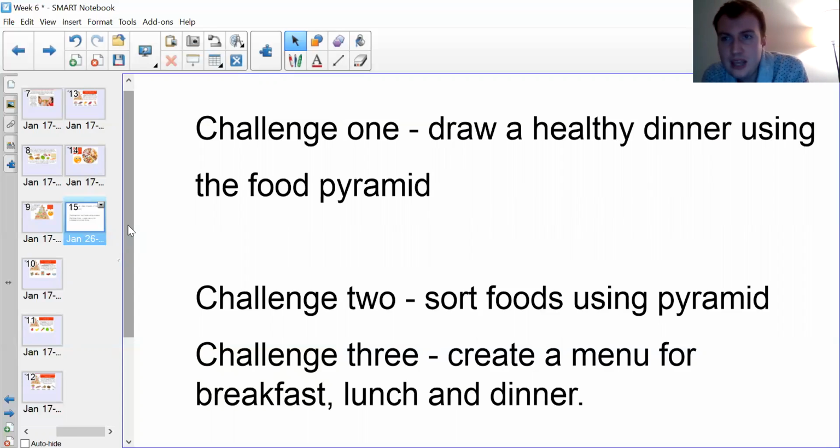And then challenge 3, create a menu. Make a little menu of the food in your house. Make a breakfast, lunch, and dinner where each meal is nice and healthy. All right, some really fun challenges. Have a go. Look around your house. Look at the different foods. What type of food is this? What type of food is that? Okay. That's all for science today, and that's it for Thursday.